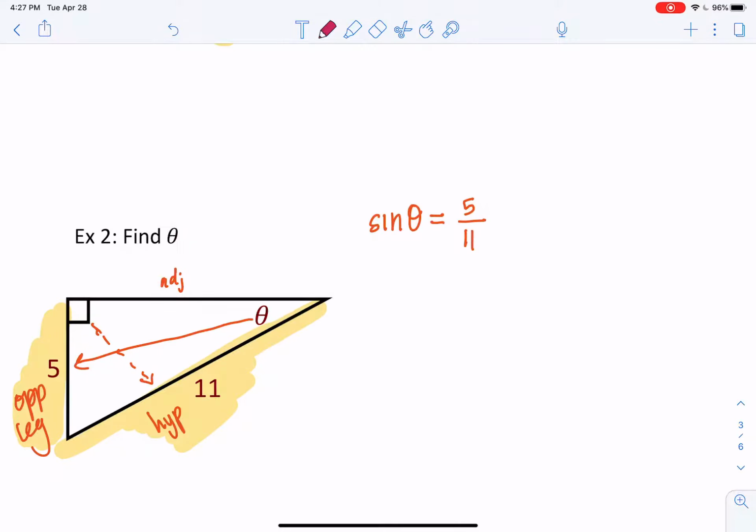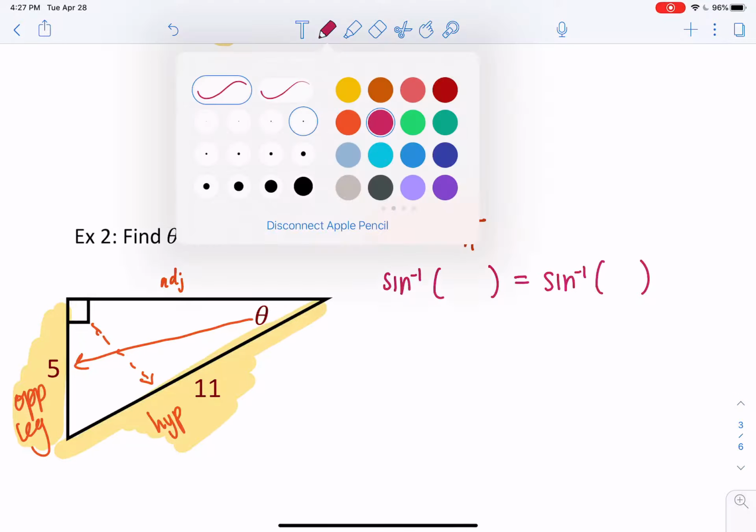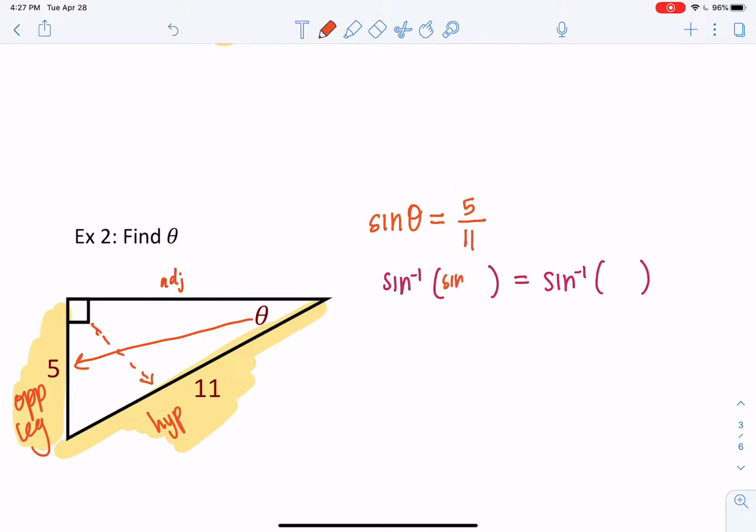Just like we did with the last one, we want to undo sine. So we're going to use inverse sine on both sides, because what you do to one side, you have to do to the other. And we have inverse sine and sine cancel out, so we're left with theta is equal to inverse sine of 5 over 11. Here's where you're going to plug into your calculator.